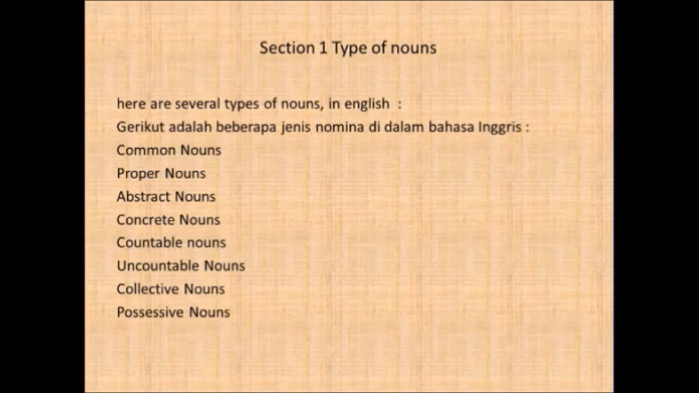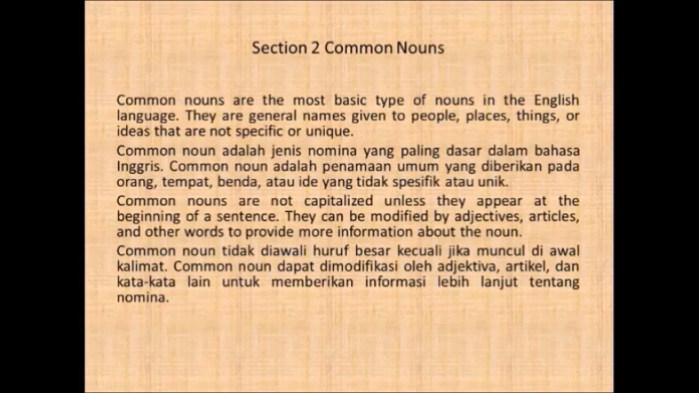Section 2. Common nouns. Common nouns are the most basic type of nouns in the English language. They are general names given to people, places, things, or ideas that are not specific or unique. Common nouns are not capitalized unless they appear at the beginning of a sentence. They can be modified by adjectives, articles, and other words to provide more information about the noun.